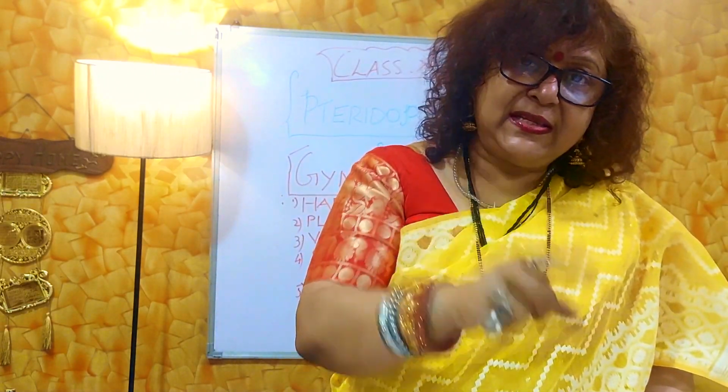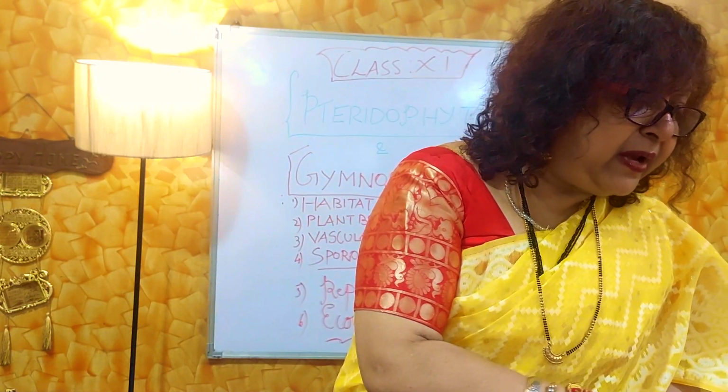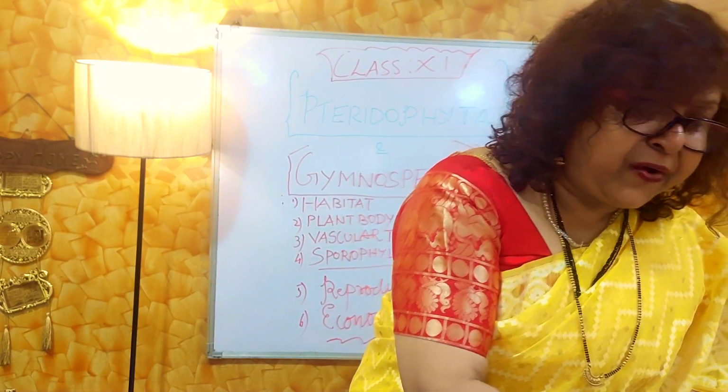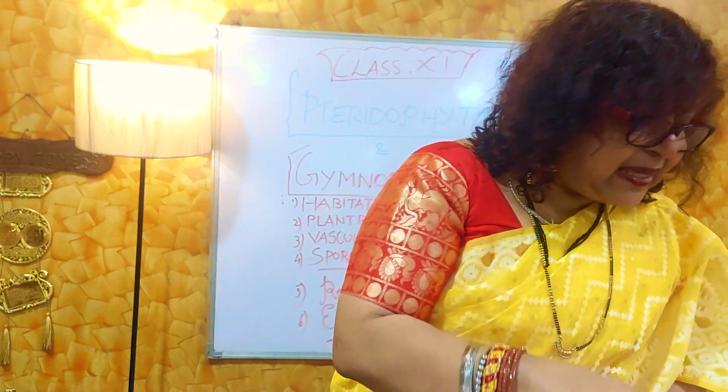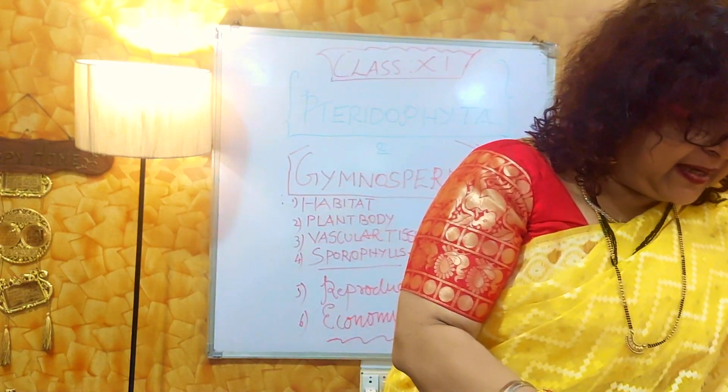How does this double fertilization take place? You all should read page number 41 of your NCERT book, where the pollen grain produces two male gametes, which fuse in the ovary. The ovary has 8 cells there. How does it have 8 cells? The egg apparatus has 8 cells.